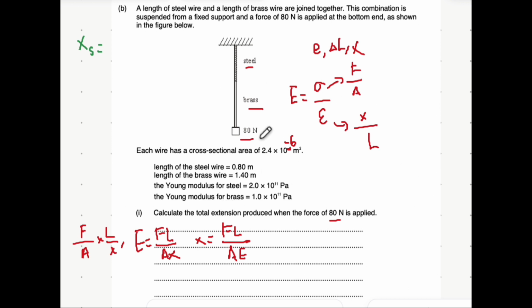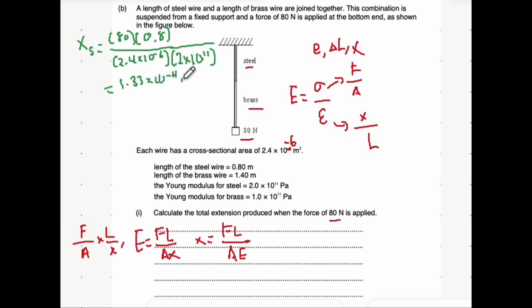That's equal to the force experienced by the steel, which is this 80 Newton force, multiplied by the length of the steel, which is 0.8, all divided by the cross-sectional area, which is 2.4 times 10 to the minus 6, multiplied by the Young's modulus of the steel, 2 times 10 to the 11. That's an 11, by the way, it's very faint. If you put that in a calculator, that will get you a value of 1.33 times 10 to the minus 4 meters, because extension is essentially a length that you're measuring.